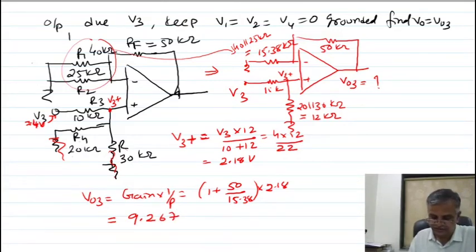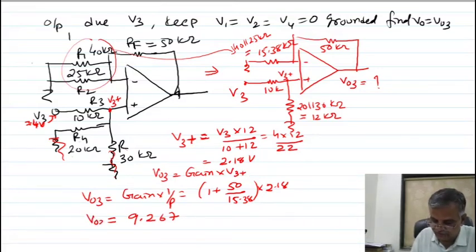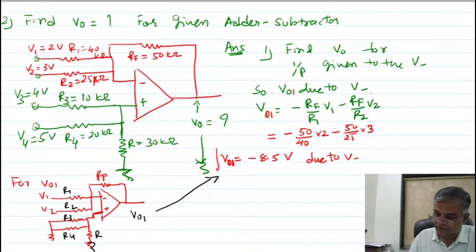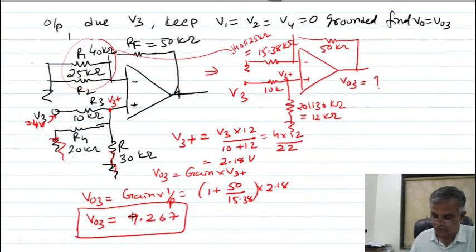Gain, you know, this is your non-inverting amplifier. So you know the equation of gain: output is nothing but the gain into input. Gain is 1 plus RF upon this into input. Input is this. So that I have written here. Or for your more understanding, I can write VO3 is nothing but the gain multiplied by V3 plus. So I get VO3. See, previously we got VO1 due to V1 and V2. Okay, now we have got VO3.